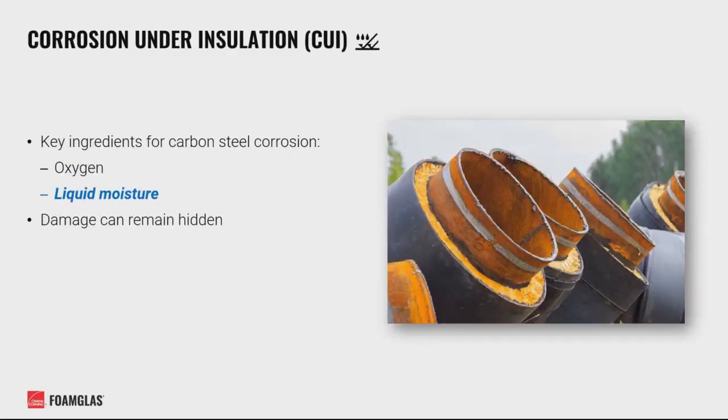Another byproduct of introducing moisture underneath your insulation system involves the potential for corrosion under insulation, or CUI, to occur. Some key ingredients for the corrosion of carbon steel include the presence of oxygen as well as liquid moisture. Oxygen is almost always readily available, whether it be from the air or dissolved in water itself. So once condensation takes place and liquid moisture becomes readily available, you do become at risk for corrosion to begin occurring.